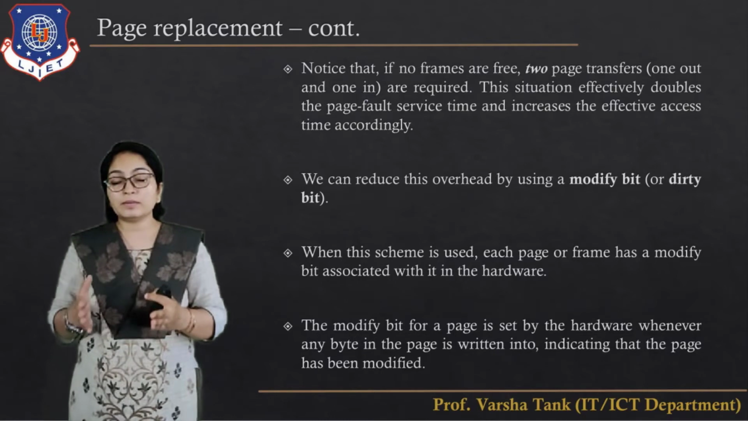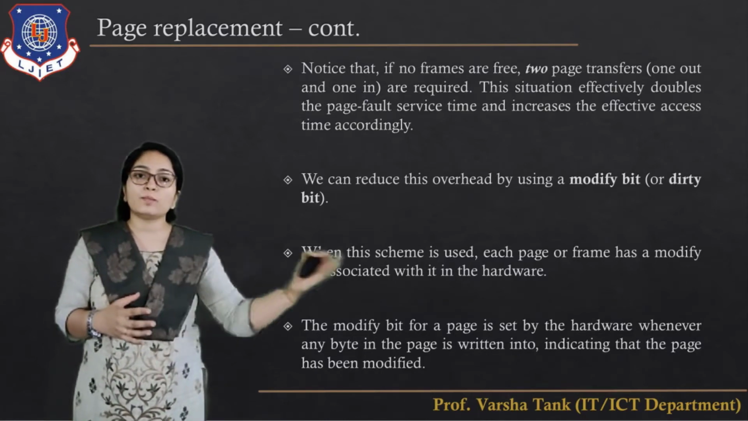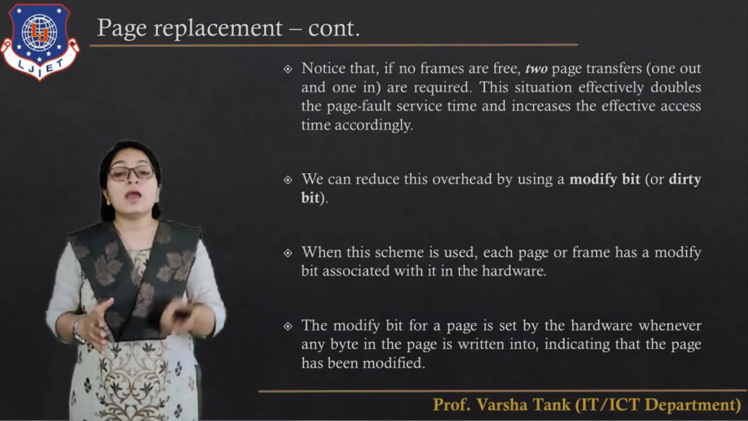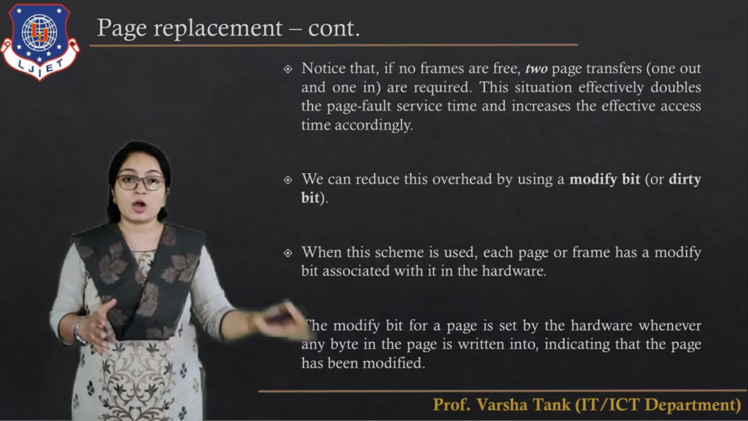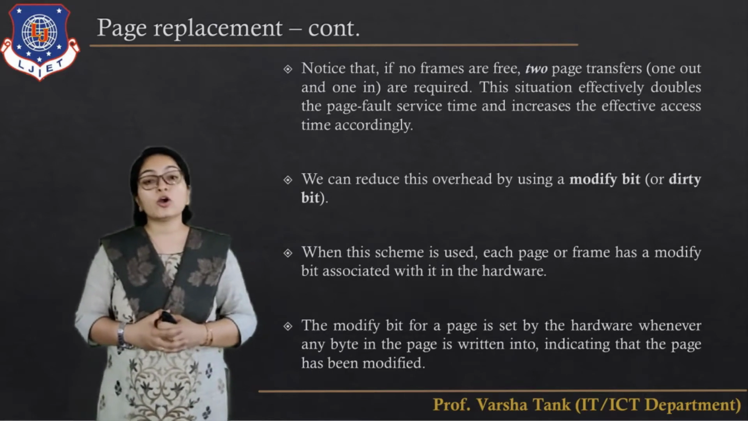Okay, then what does that mean? If a free frame is there, then there is no issue. We just have to page in. But if no frame is there, we have to select the victim and then replace the page. That means page in and page out. Okay, we can reduce this overhead by using the modified bit or dirty bit.